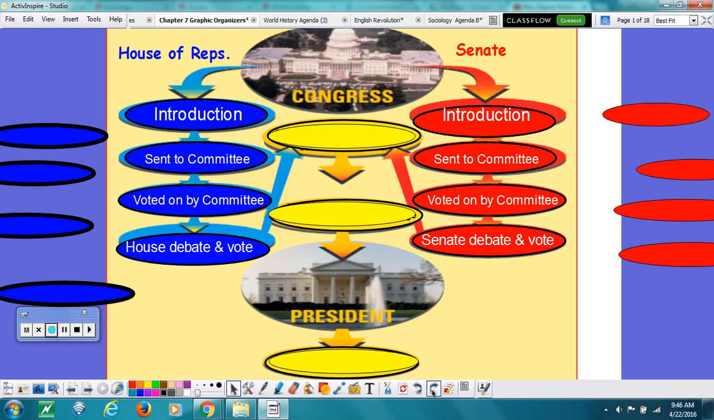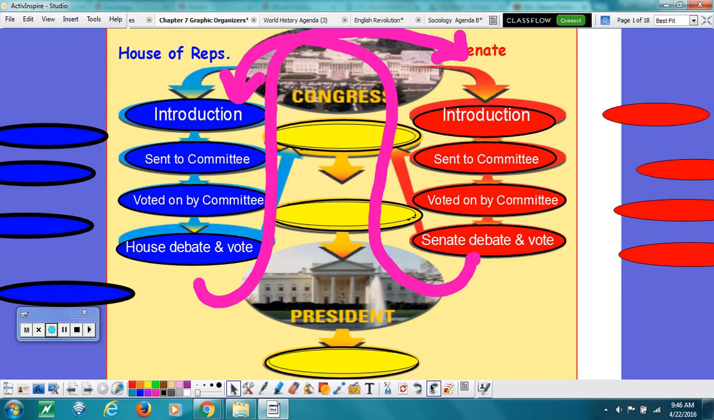But if it would happen to survive and be passed, then what will happen is if the bill started in the House of Representatives, it will go immediately to the Senate, and it will go through the whole process again, meaning it will be introduced, sent to committee, voted on in committee, and debated and voted upon. If it started in the Senate, then it will do the same thing in the House. It will be introduced, sent to committee, voted on in committee, and debated.